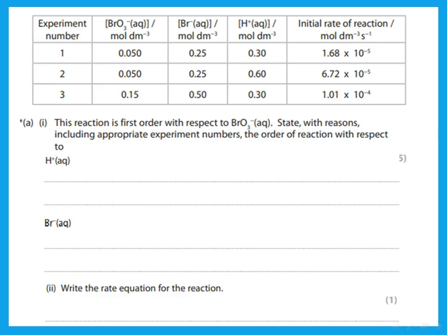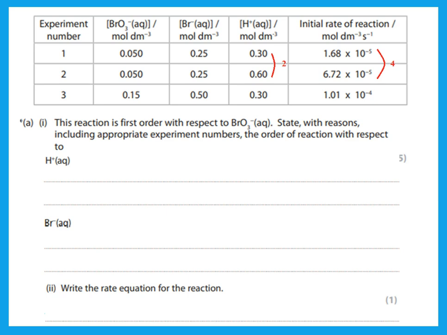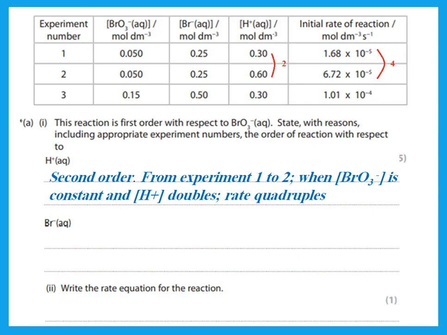So with respect to H+, again, remember we said we choose 2 experiments in which the others are constant and only the H+ is changing. So in this case, I look at experiment 1 and 2. Now what is happening? The H+ doubles. What happened to the rate? Quadruples, that means that it is second order. We said if it doubles and doubles, that is first order. If it doubles and no effect, that is zero order. But if it doubles and quadruples, that is second order.